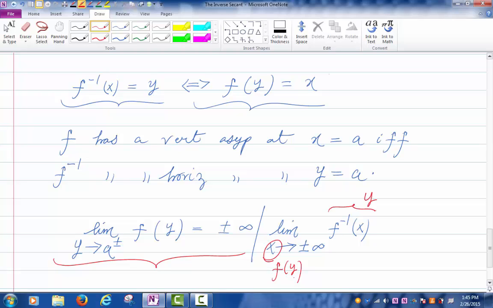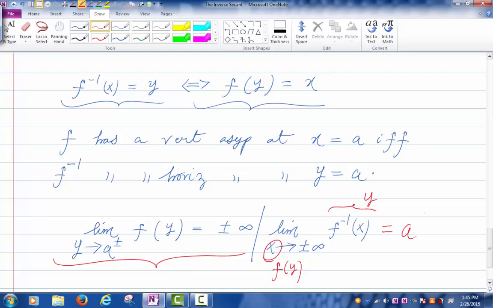So we are asking, what's the limit of y as f of y goes to plus or minus infinity? You realize that? We are basically doing the opposite of that, right? We are asking the opposite question. So it's got to be what? This limit has to be a, right?